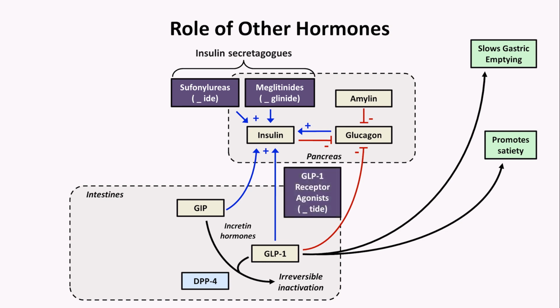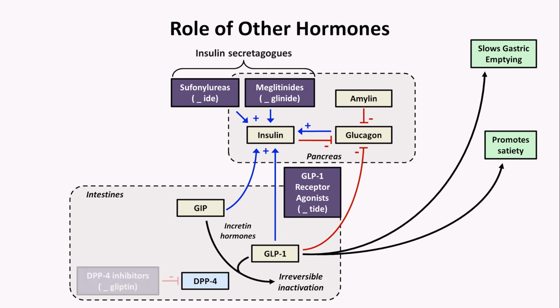GLP-1 receptor agonists, which all end in tide, do what you might imagine them to do. They increase insulin release and decrease glucagon release. But since GLP-1 also causes early satiety, these meds also lead to weight loss. The average loss is relatively modest at 1.5 to 2.5 kilograms, or about 4 to 5 pounds, but it is a nice side effect for most patients.